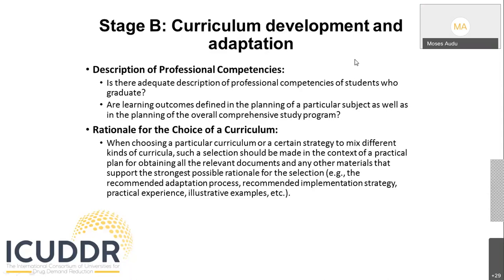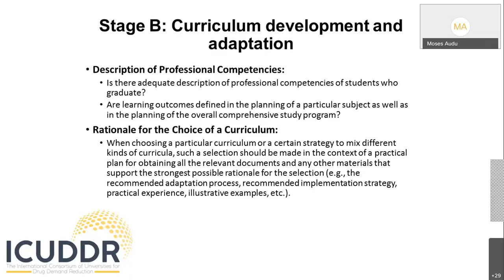So is there adequate description of professional competencies of students who graduate? We look at the SAMHSA competencies. How does our curriculum compare with that? What competencies do we really want our students to be able to attain by the time they graduate from the program? And then are learning outcomes defined in the planning of a particular subject as well as in the planning of the overall comprehensive study program? So what are the learning outcomes? How do you achieve these learning outcomes? How do you measure them? So these are very key questions that we have to ask when we're adopting a curriculum. And it's not an easy task, really.